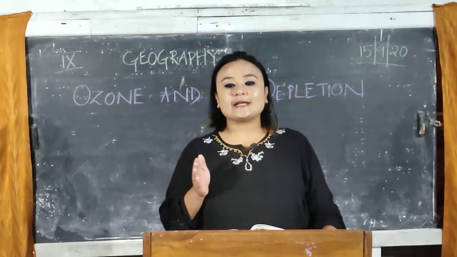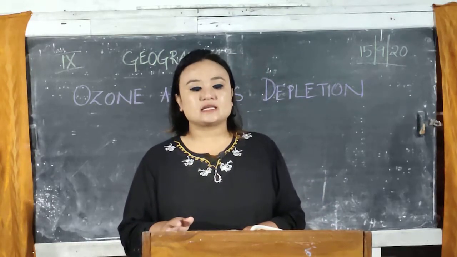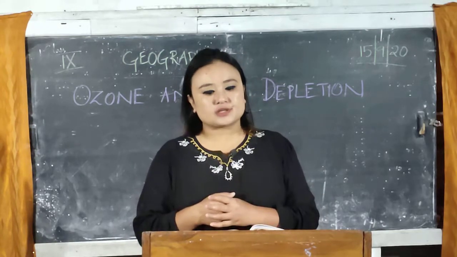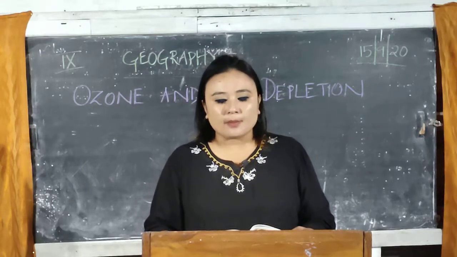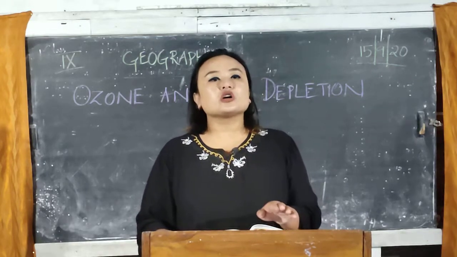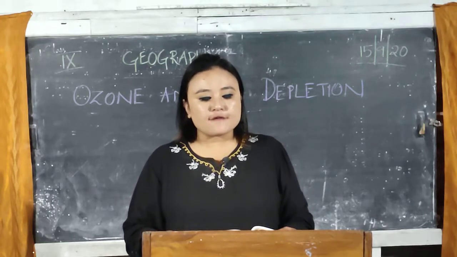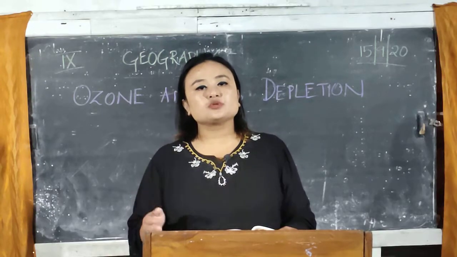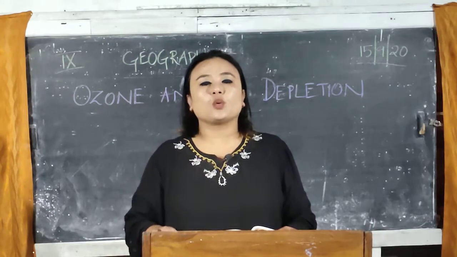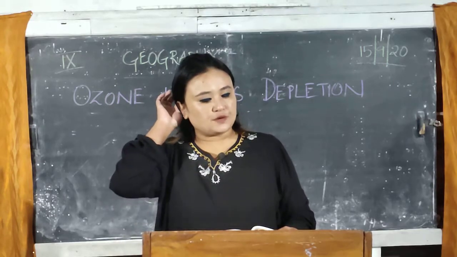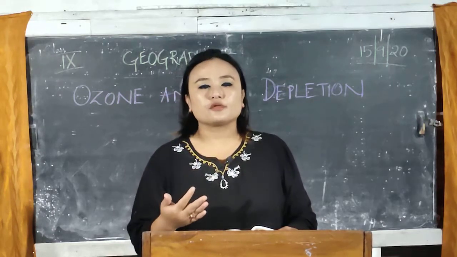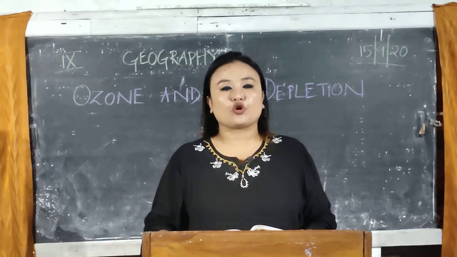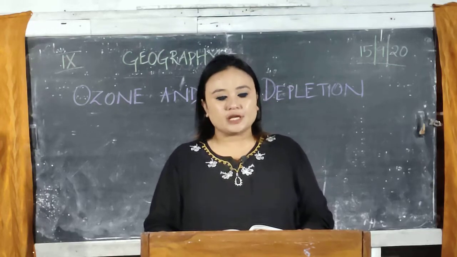You can turn to page number 95 in the textbook, ozone and its depletion. What is ozone? Ozone is actually a form of oxygen. It is present in rare amounts in the Earth's atmosphere. Approximately, one molecule out of every 2 million in the atmosphere is ozone. So you can conclude how small the quantity of ozone in the atmosphere is. Ozone is one form of oxygen, and as we all know, oxygen is very important to sustain different forms of life here on Earth.